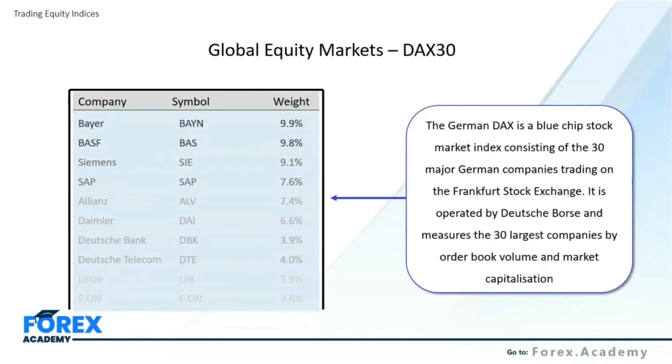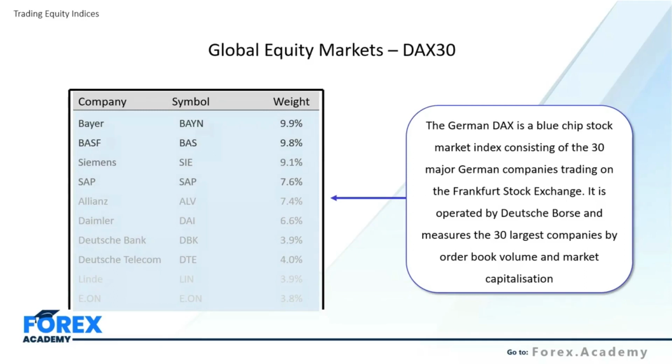The German DAX is a blue chip stock market index consisting of 30 major German companies trading on the Frankfurt Stock Exchange. It's operated by Deutsche Börse and measures the 30 largest companies by order book volume and market capitalization. So it is a little different there as opposed to just a weighted capitalization. As we look across the company weightings, we can see that Bayer is the leader within the German DAX, a 9.9% weighting within that index.